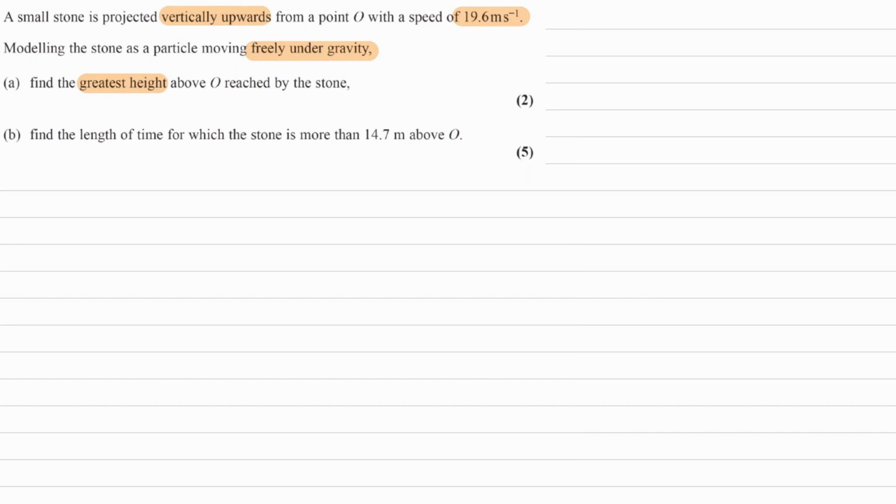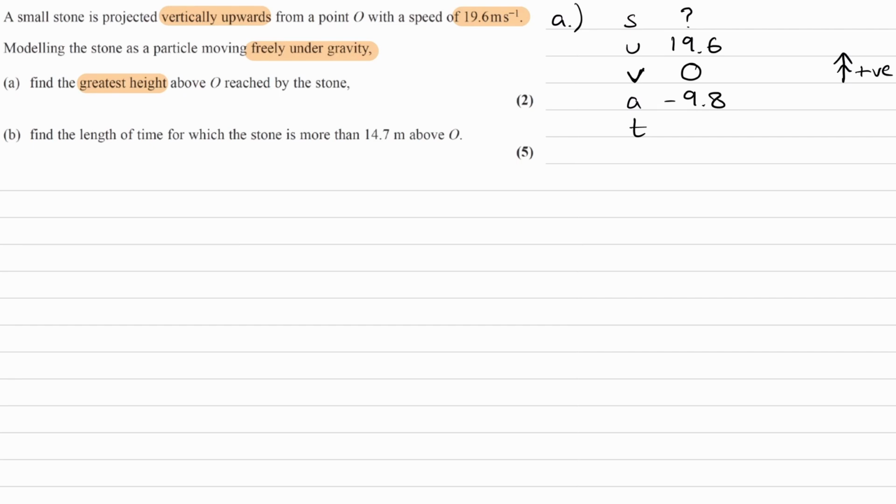So let's draw out a SUVAT table for this scenario. Right, so the initial velocity is 19.6. The height is what we're trying to work out, so we want to work out the displacement. Acceleration is minus 9.8, so I'm considering the upwards direction to be positive. The final velocity: when an object reaches maximum height, it stops for a split second before it comes back down again. So at that point, the velocity is 0. So that's what our final velocity would be.